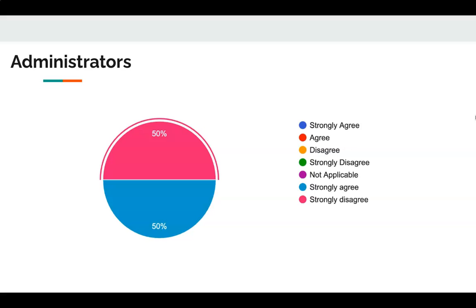Now, the last group of stakeholders we are going to look at are the administrators in regard to their understanding of the purpose of the ELL program. And you have a split here. You have a strongly agree and a strongly disagree. They're split right in the middle on this one.